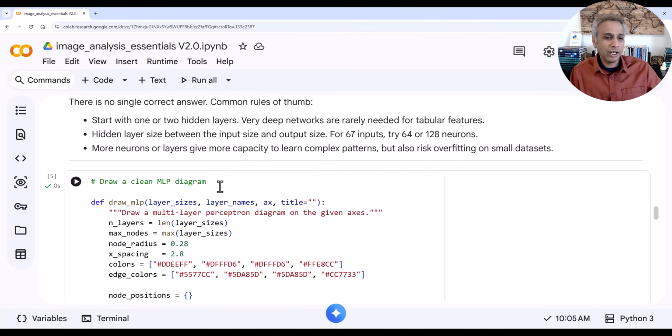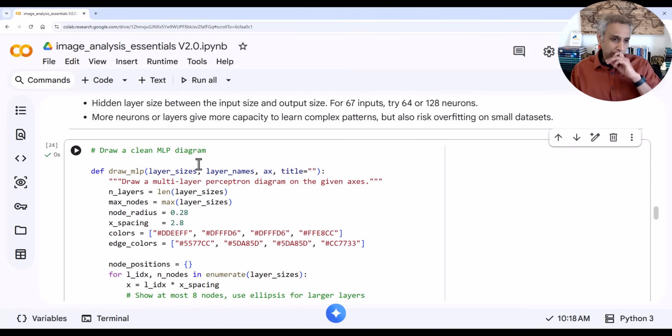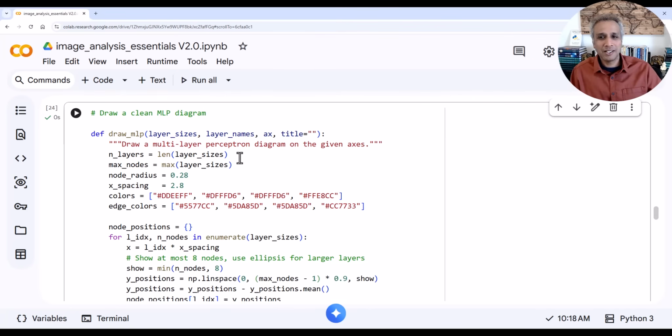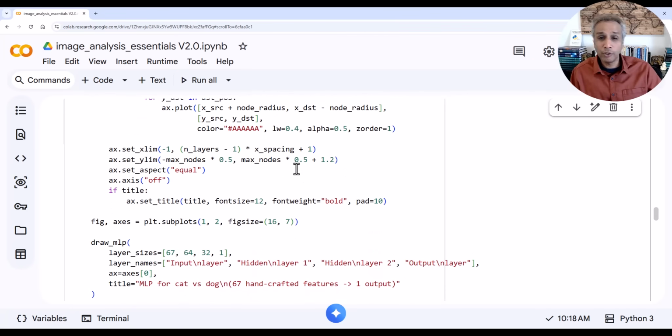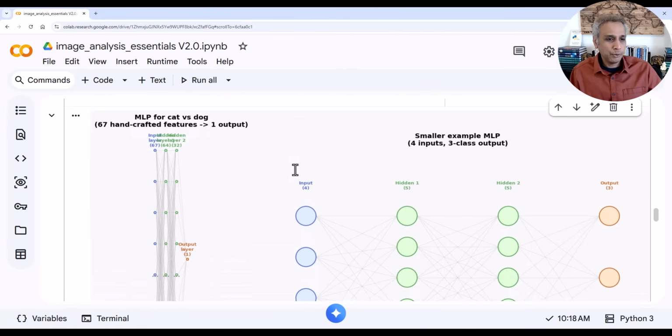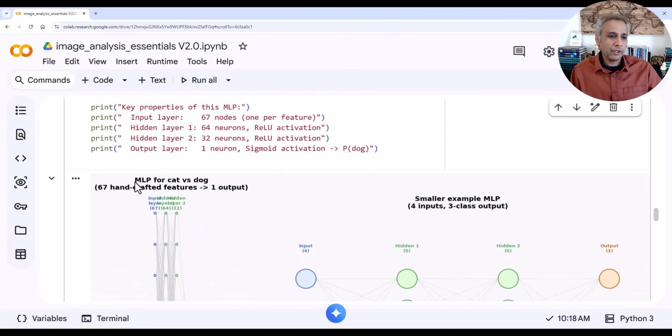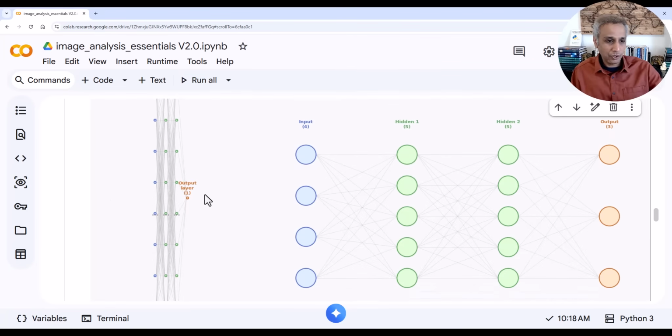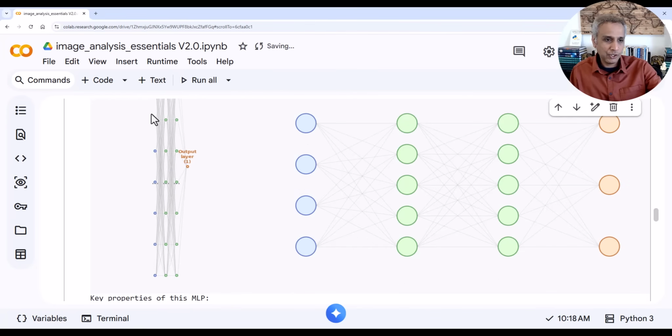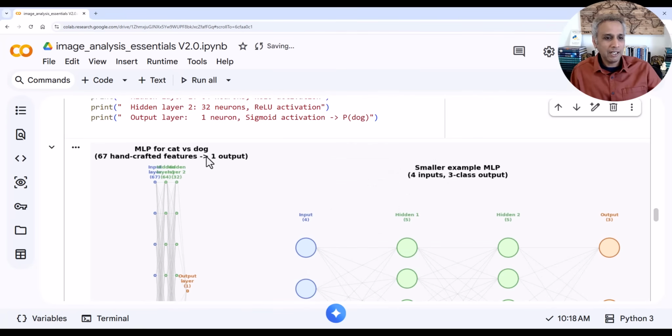So let's go ahead and draw a clean MLP. Oh, I hope this is fast. Yeah, this is not a slow operation. Again, I'm running these cells occasionally. We don't need a GPU to do any of these. So here you can see the multi-layer perceptron for our cat versus dog problem. And we have 67 handcrafted features. So the first layer, you have 67 of them, and then one output.